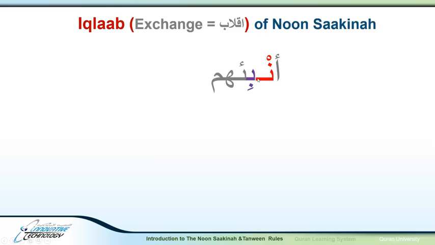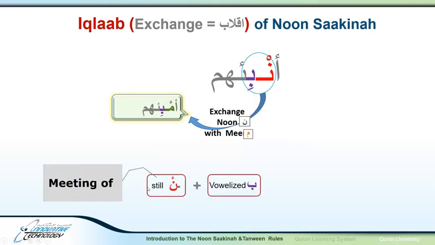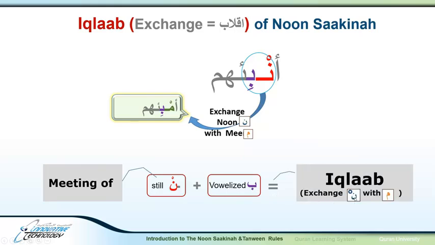If we take the word bi'um, there is a nun sakinah followed by a ba with kasra within a single word. Now, if we look at the rule of tajweed here, we're going to exchange the nun with a meem. Instead of saying min-bi'um, we say mim-bi'um. And that exchange is basically what iqlab is. So iqlab is the meeting of nun sakinah with a vowelized ba, resulting in exchanging the nun sakinah with a meem. So iqlab is exchange, and it only happens with the letter ba.